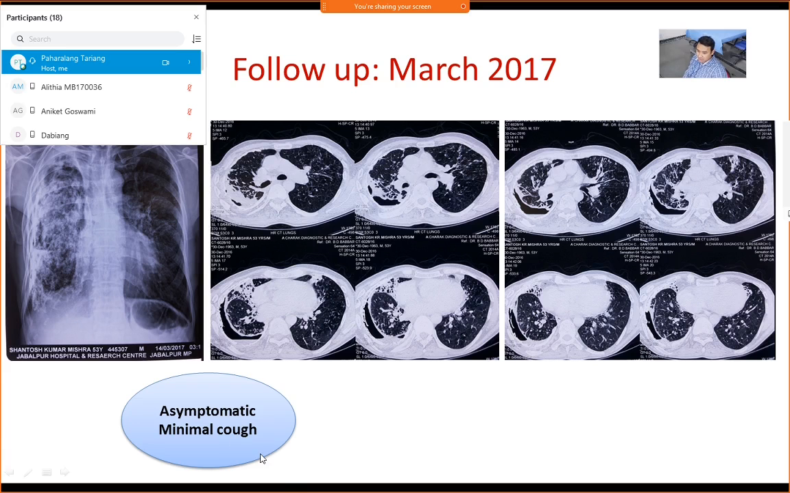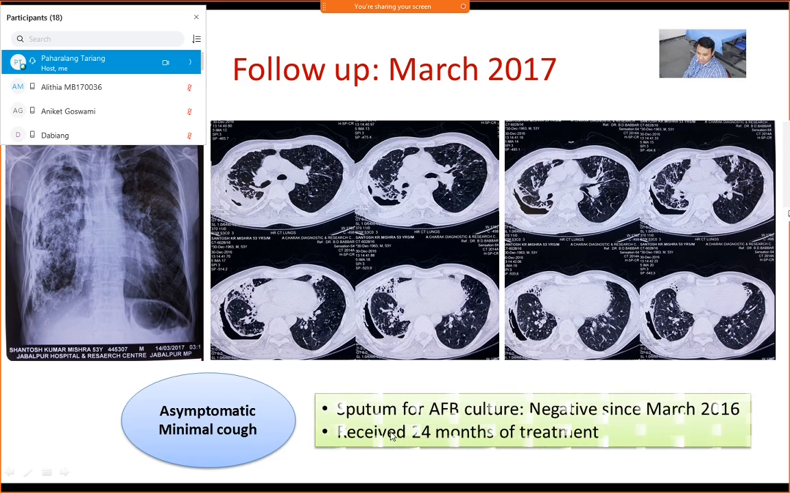So this patient, till March of 2017, when we had seen him, there was significant improvement. Although there are residual structural changes within his lung, there has been significant improvement. He's been asymptomatic with minimal cough. Sputum has been culture negative since March 2016, and he has received a total duration of 24 months of treatment.